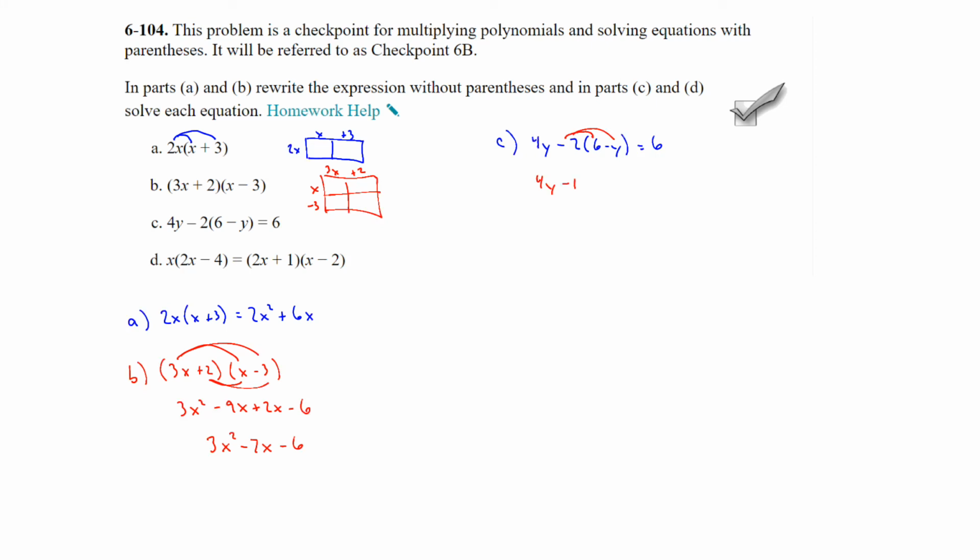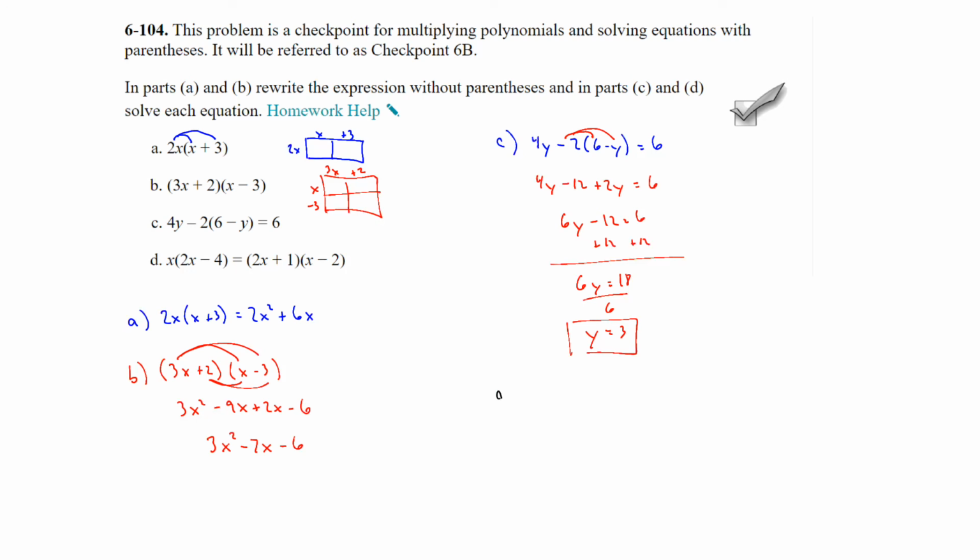So -2 times 6 is -12. -2 times -y is positive 2y. Combine your like terms. Add 12 to the other side. And then divide by 6. So y is equal to 3.